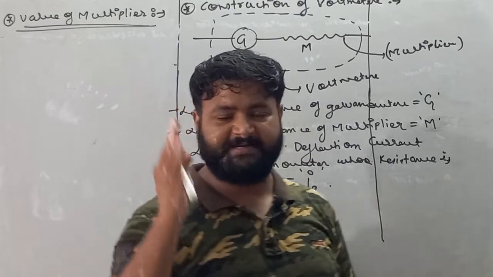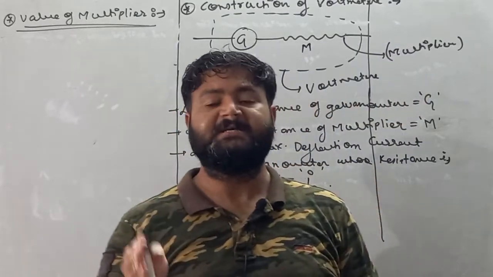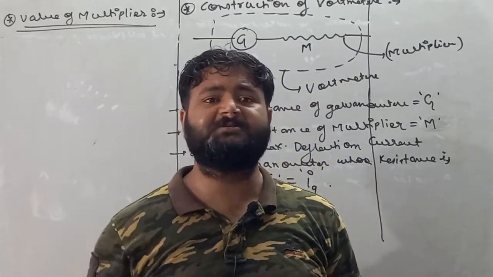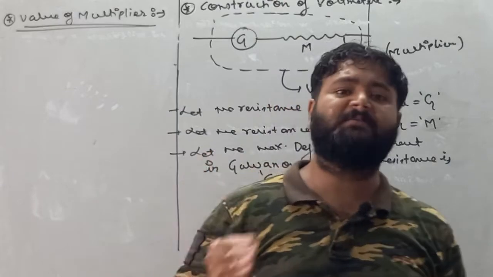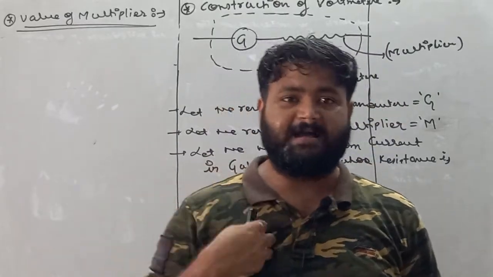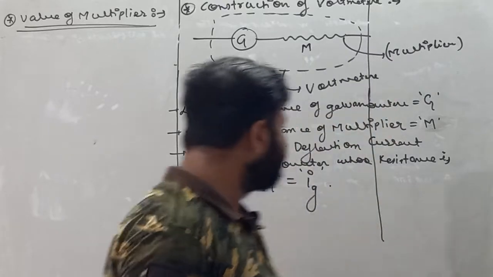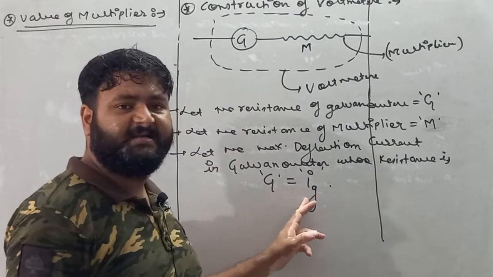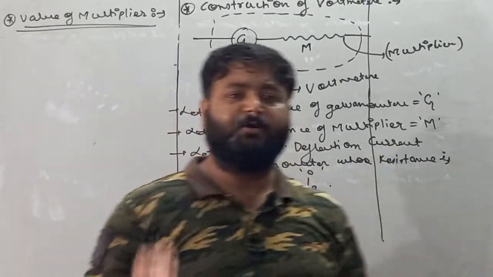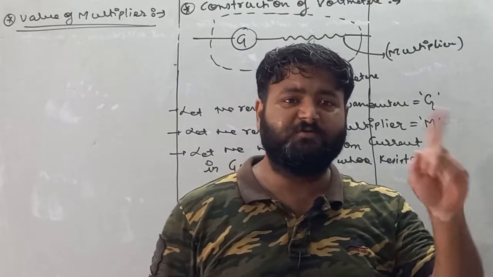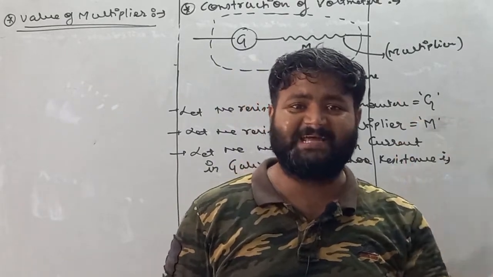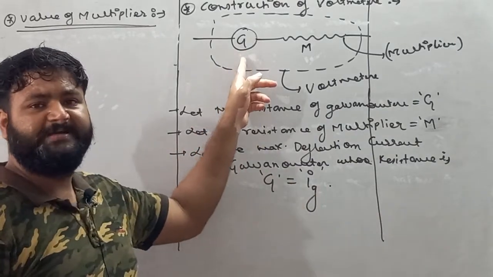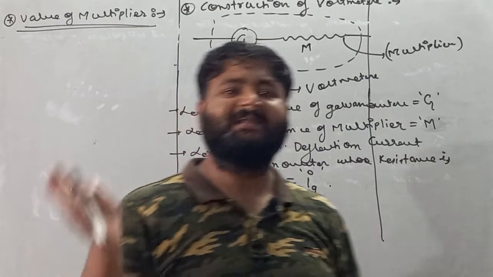My dear student, I am repeating once again. See, galvanometer is a user attempting device. For different kinds of galvanometer whose resistance is different, its maximum deflection current is also different. I am considering the galvanometer whose resistance is G, and let's suppose Ig is the current on which this G ohm galvanometer shows full scale deflection.